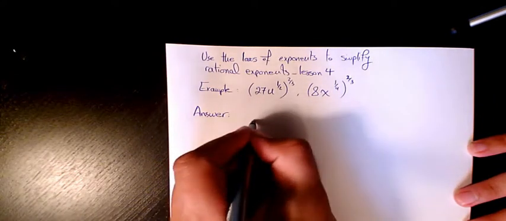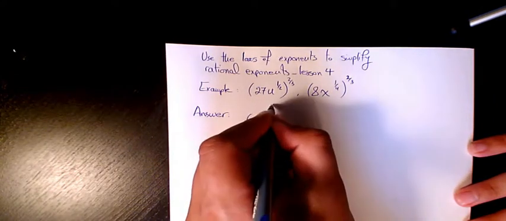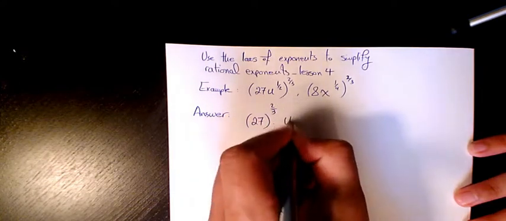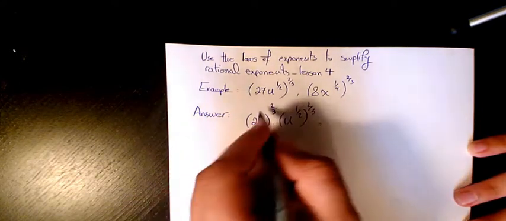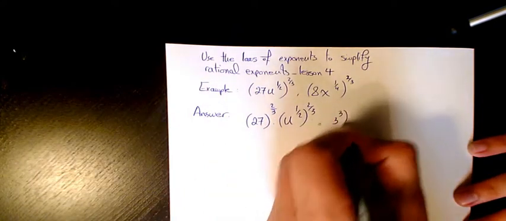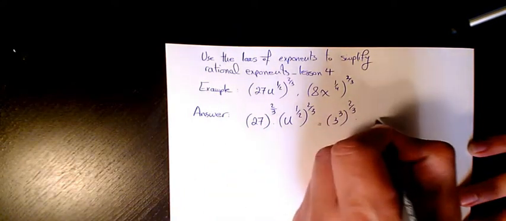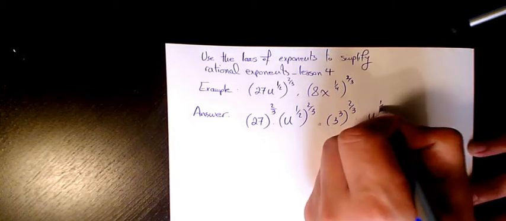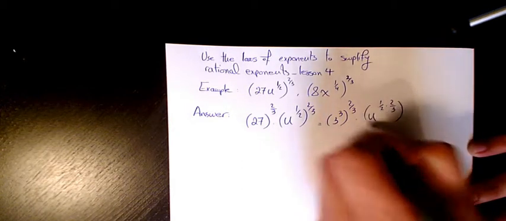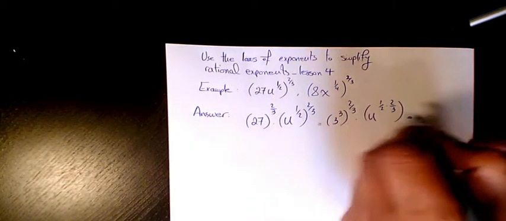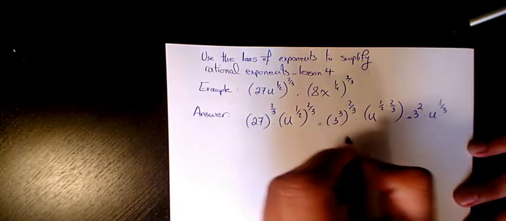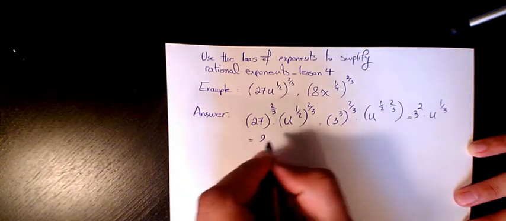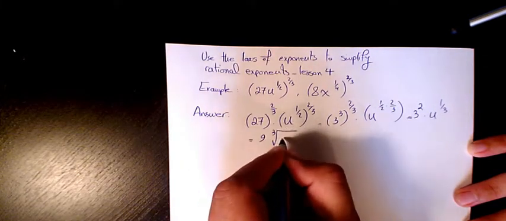I just separate them. It's going to be 27 to the power of 2 over 3 times u to the power of 1 over 2 to the power of 2 over 3. 27 is 3 cubed, 2 over 3. U to the power of 1 over 2 times 2 over 3. That makes it 3 squared u to the power of 1 over 3, which makes it 9 cube root of u.